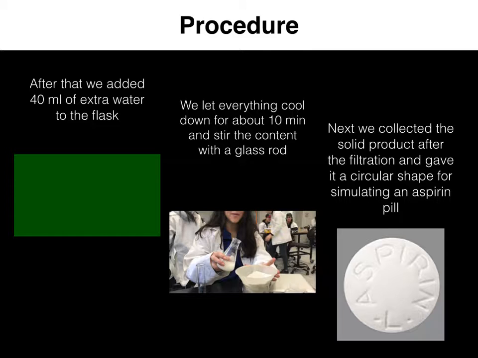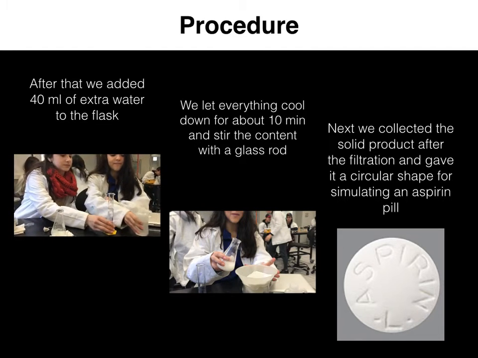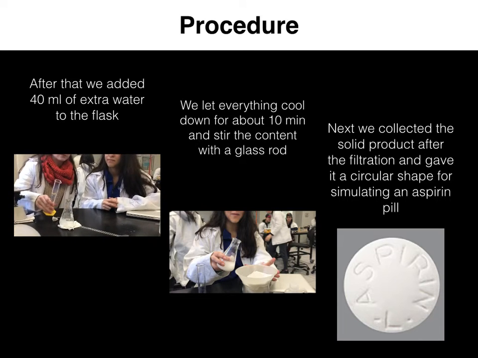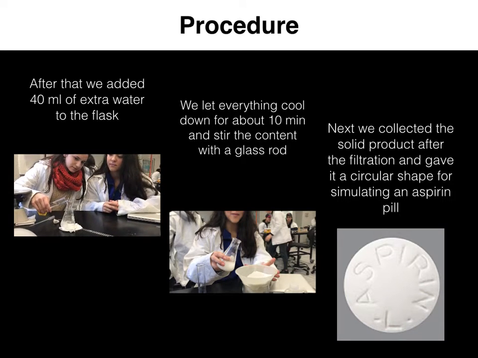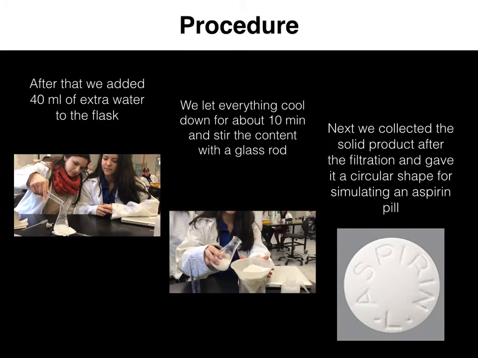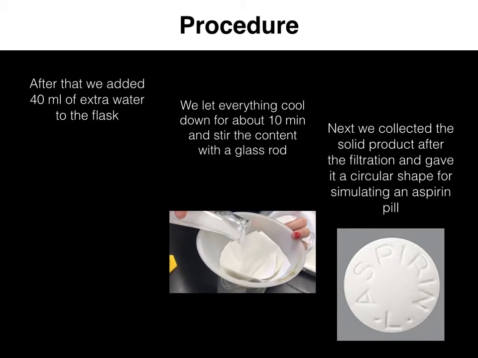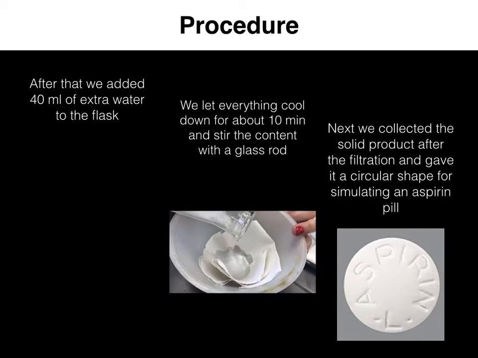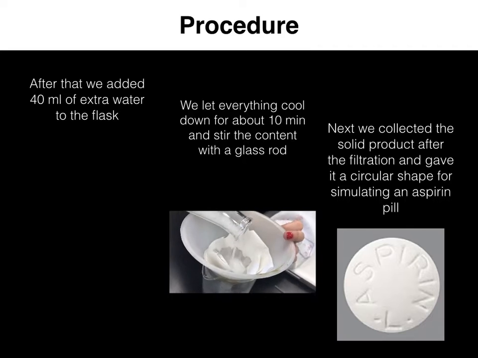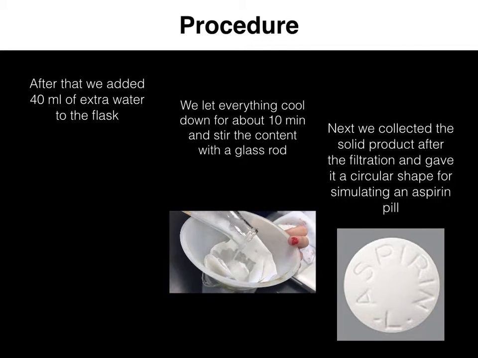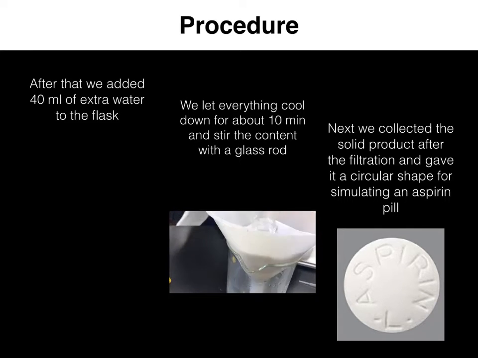After this, we added 4 milliliters of extra water to the flask. And we let everything cool down for about 10 minutes and then stirred the contents with the glass rod. Next, we collected the solid product after the filtration and gave it a circular shape for simulating an aspirin film.